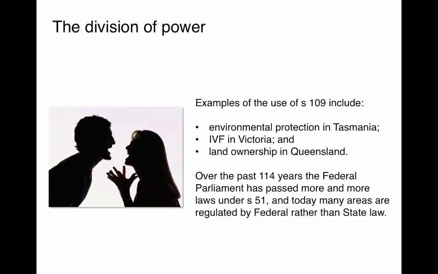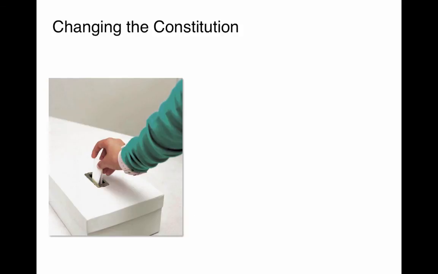Since 1901, there has been a gradual shift in power from the states to the federal government, as the federal government has assumed more and more responsibility for the regulation of various aspects of Australian life. And so we have seen that the relationship between the federal and state governments is regulated by the terms of the Australian Constitution. These terms can, however, be changed.